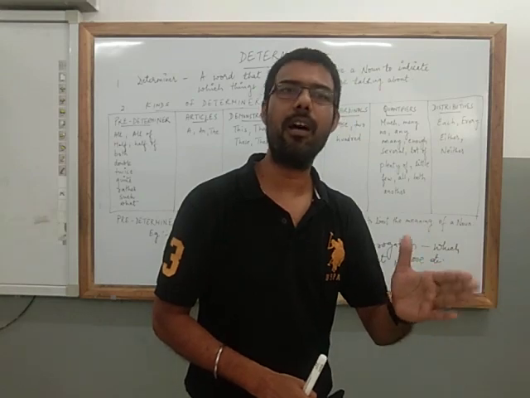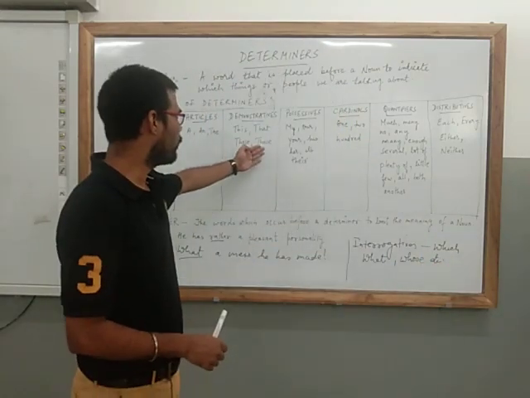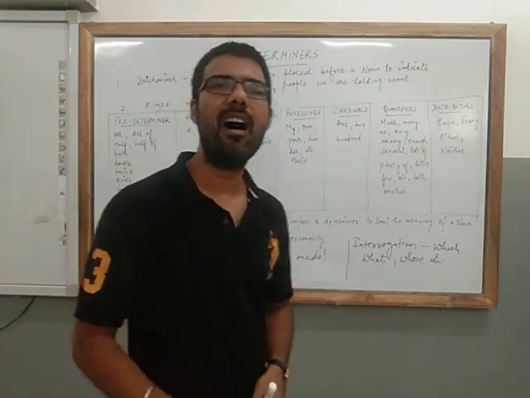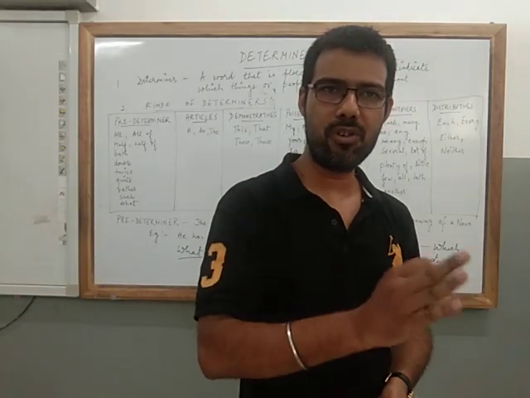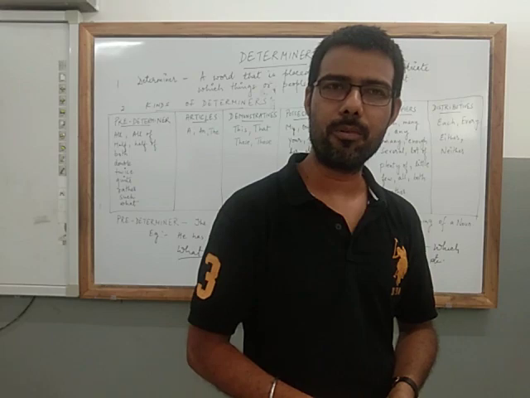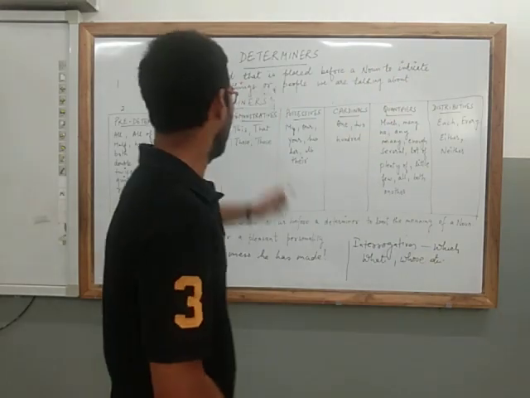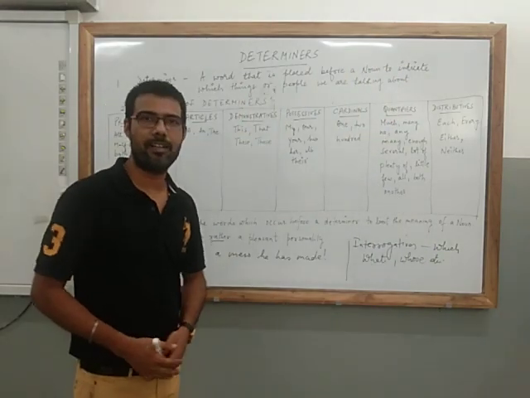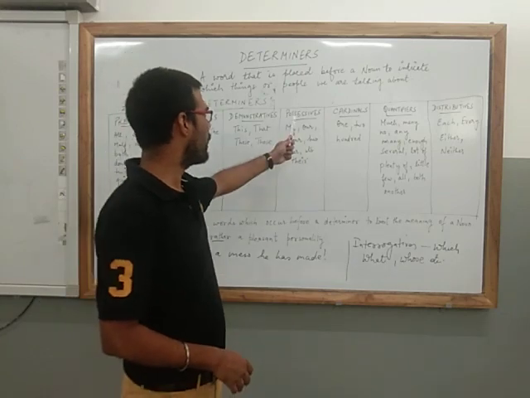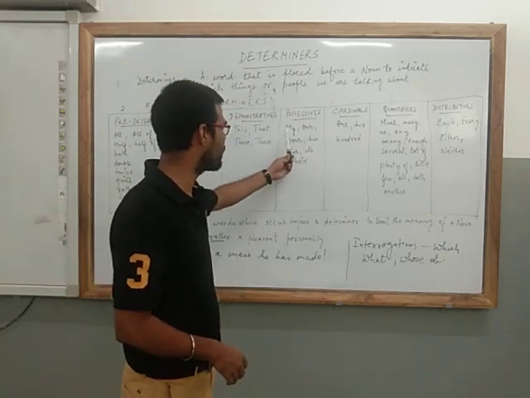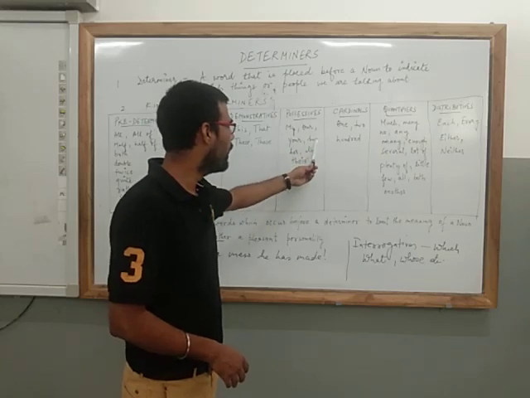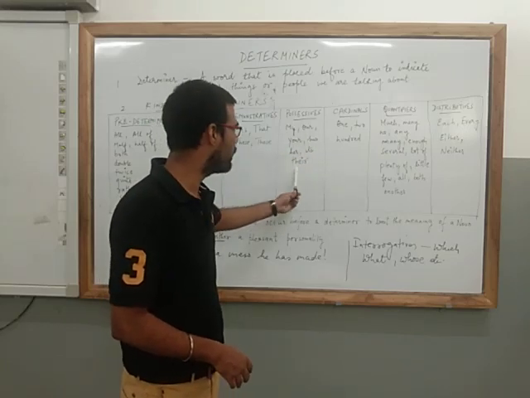Thus, the example for demonstratives as a determiner is quite simple. It has to be followed by a noun. For example, those roses are fresh. The word those is followed by a noun, that is roses. Thus, you can call it a determiner. Moving on to the next, that is possessives. Children, here we have a few examples like mine, our, your, his, her, its, their.